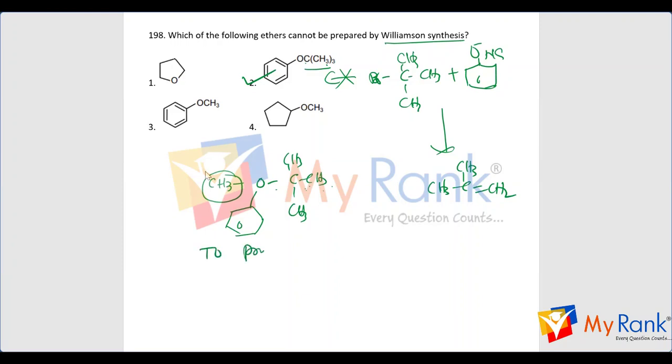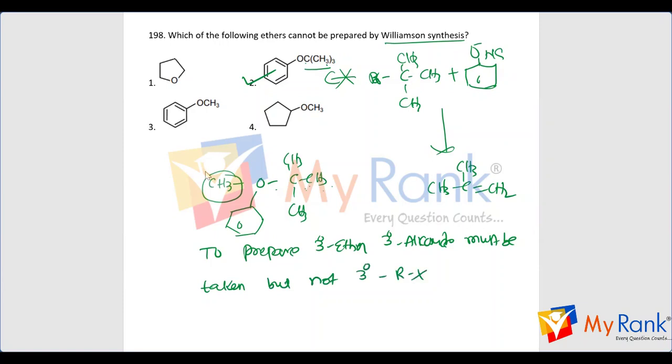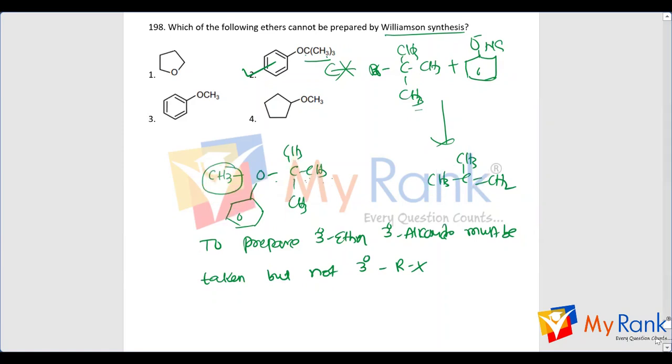To prepare a tertiary ether, a tertiary alkoxide must be taken, but not a tertiary alkyl halide. Here we would need to take the tertiary alkyl halide, which gives an alkene. Therefore, this ether cannot be prepared by Williamson synthesis.